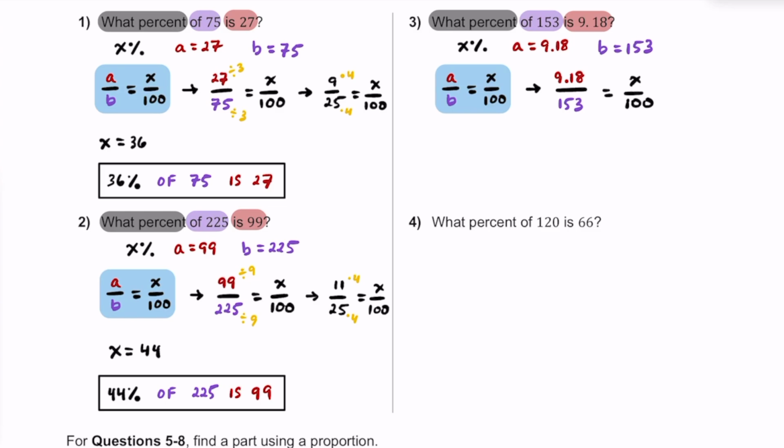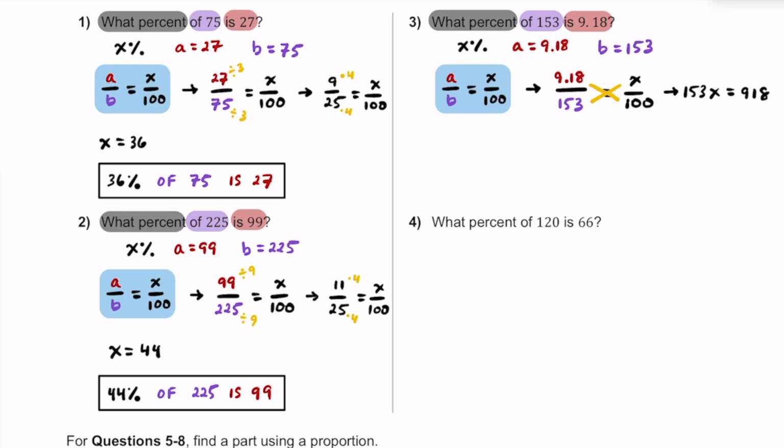Now for this one, I don't think I'm going to use any sort of simplifying just because we have this decimal. Makes it a little bit more tricky, right? So I'm just going to use some cross products here. So x by 153 is just going to be 153x. And then if we multiply our other cross products here, this is not too bad. 9 and 18 hundredths times 100 is just going to be 918.